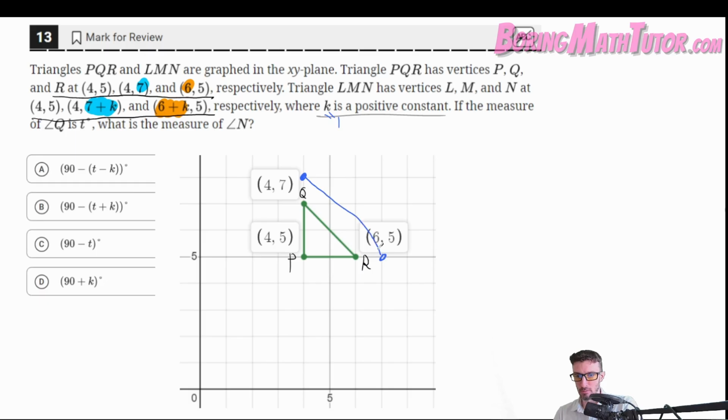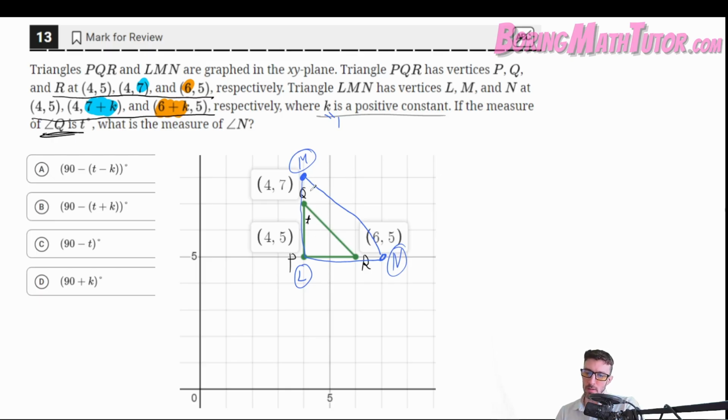And now I can label what this triangle is. So this one is L, and then M is the one up here, and then this would be N. And they're asking for the measure of angle N, but they're telling me that angle Q is T, so that means T goes right here. So it's T degrees, I'll just put a T.